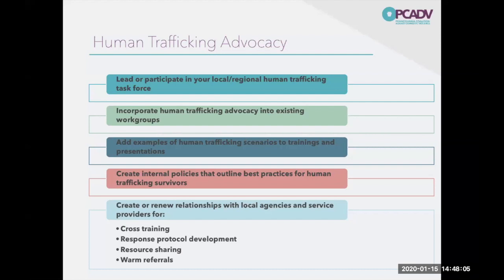And then the other thing that you can do, and one of the most simple things to do, is to create or renew relationships with any local agencies and service providers that you think might be valuable for warm referral or otherwise. So things like cross-training. If you're going to be working with a local rehabilitation center, talk to them about doing some cross-training. Hey, I'll come and do a lunch and learn on human trafficking and domestic violence. If you can come to our lunch and learn, talk about rehabilitation services and how we can work together. You can also work together on response protocol development.